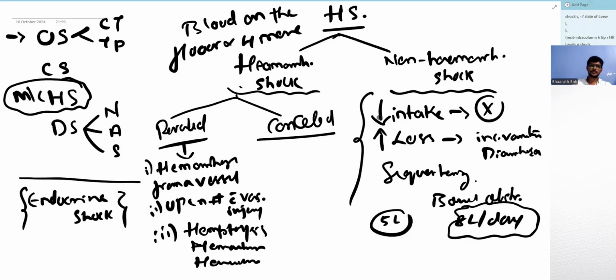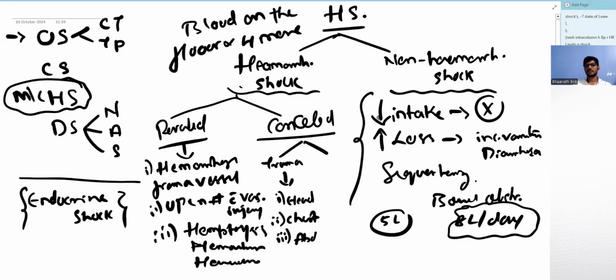Now, concealed hemorrhage is where you cannot see where the bleeding is happening. The patient is going into shock, but you cannot see the bleeding. It can be a traumatic bleeding. This is where the four more comes. It can be in the head, in the skull, it can be in the chest where there is hemothorax, it can be in the abdomen, which is intraperitoneal or a retroperitoneal bleed, or it can be a long bone fracture. Almost 500 to 1.5 liters of blood can be lost in a tibial fracture, and 1 to 2 liters of blood can be lost in a femur fracture.